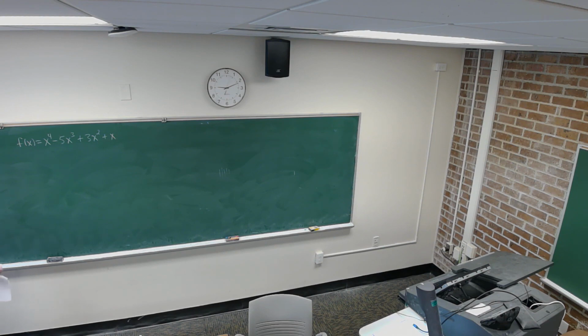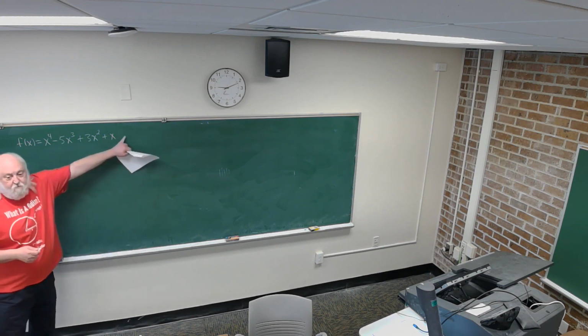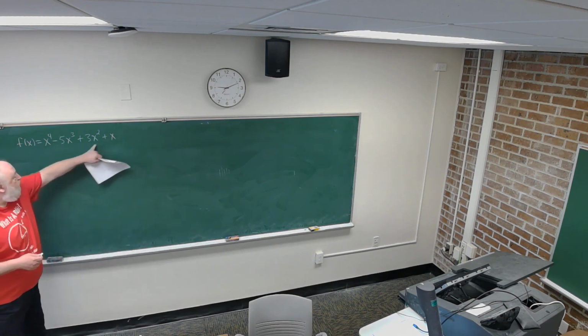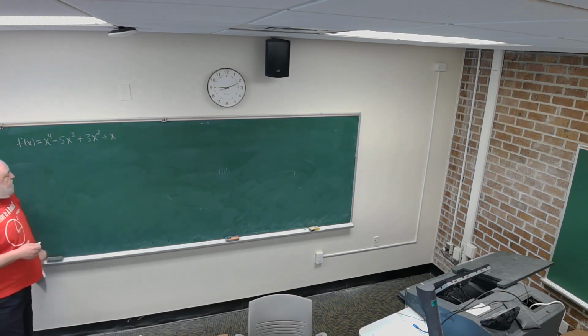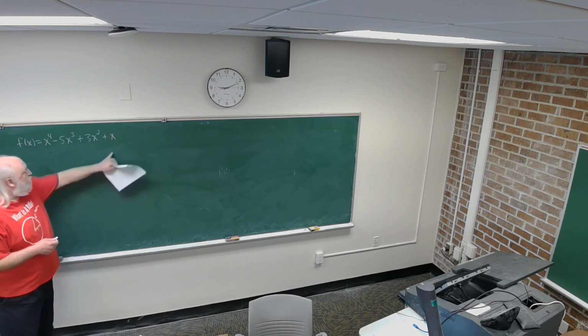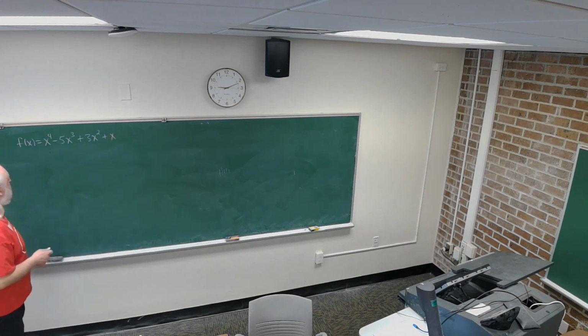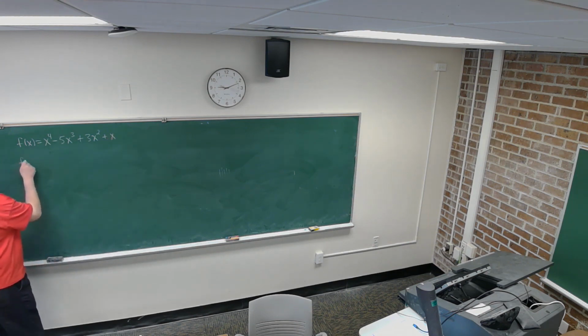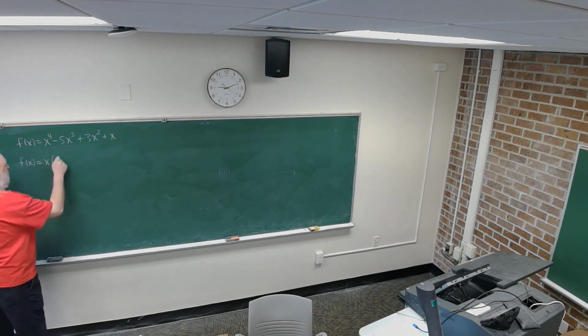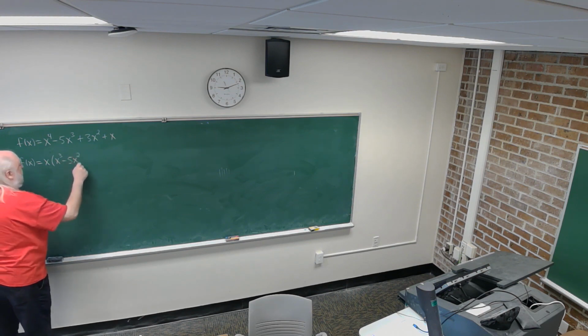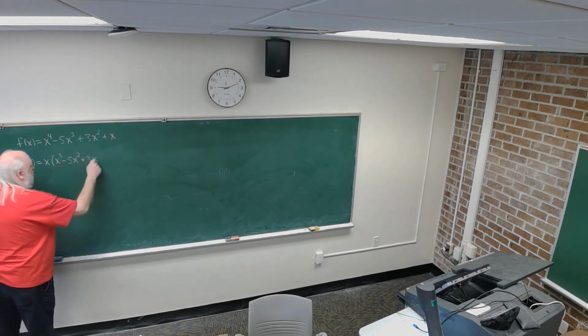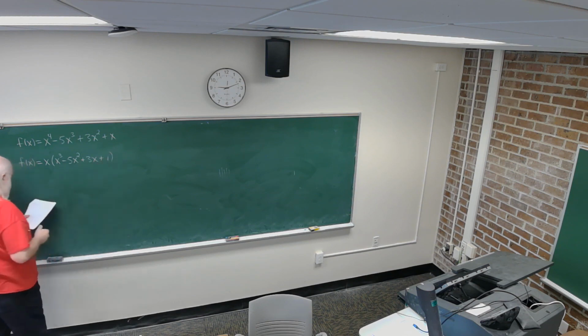And you can see immediately that there's no constant term. So we can factor out an x right off the bat. X is in each of these four terms, and the lowest power of x is x to the first. So we can factor out an x. So we have x times x cubed minus 5x squared plus 3x plus 1.